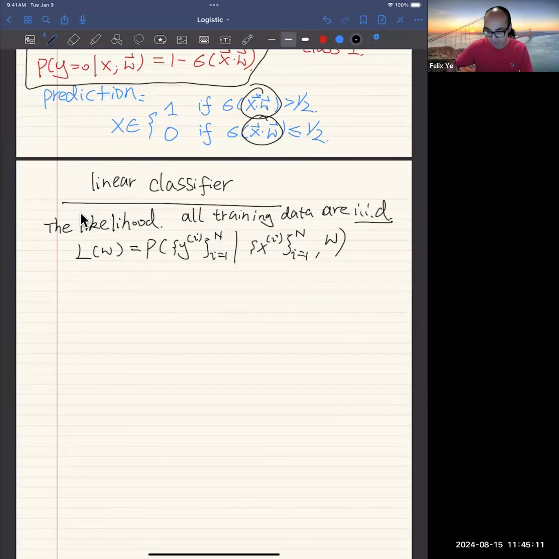So that means we can actually make this a multiplication of each individual data. So this is the multiplication of i from 1 to n of P of yi, just because we are using the properties of independence, x of i and the w right here.